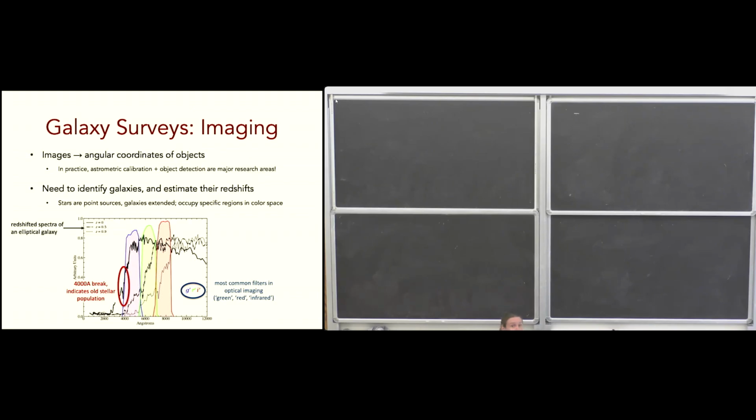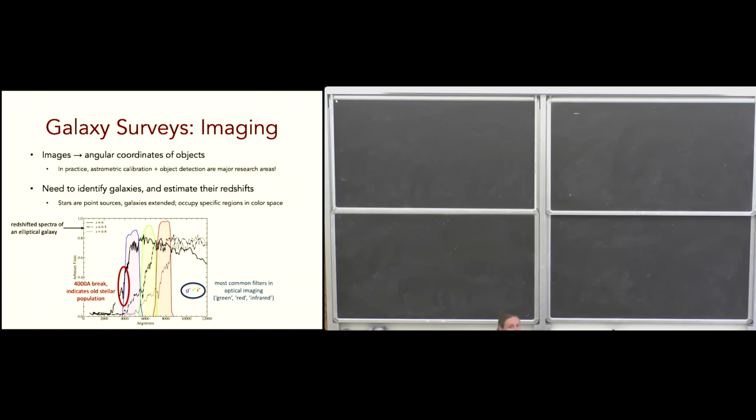And both of those are actually already major research areas. So someone else could probably give a full set of 4 or more lectures just going into astrometric calibration and object detection. Basically realizing which of these pixels belong to an object, where's the centroid, all that's needed to get these angular coordinates.